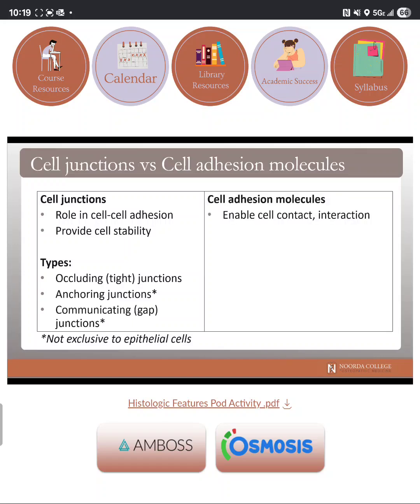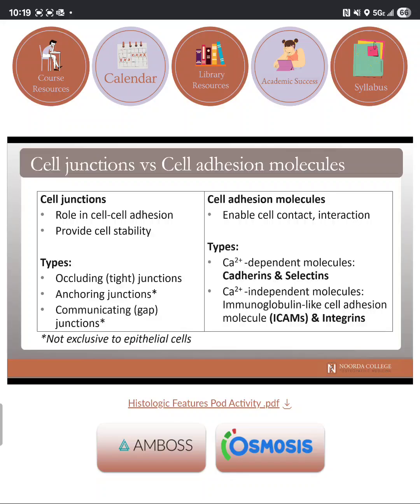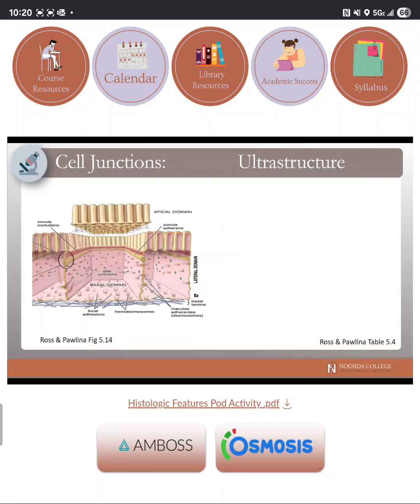Cell adhesion molecules enable cell contact as well as cell-to-cell interaction, like they're talking to one another. And there are two different types. They can be calcium-dependent molecules, such as cadherin and selectin, or calcium-independent molecules, such as ICAM and integrins. And we'll learn more about these molecules as we move forward into your lectures.